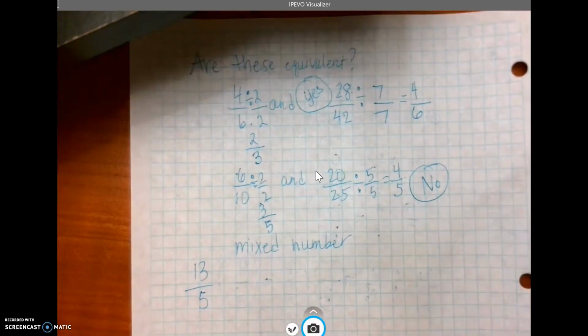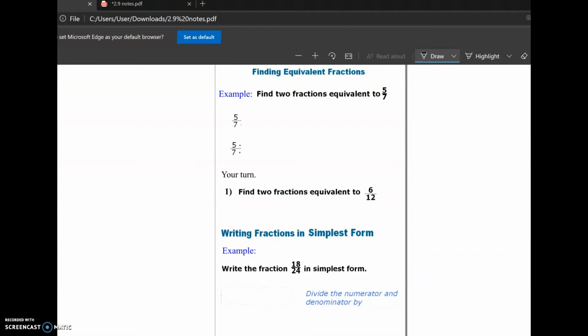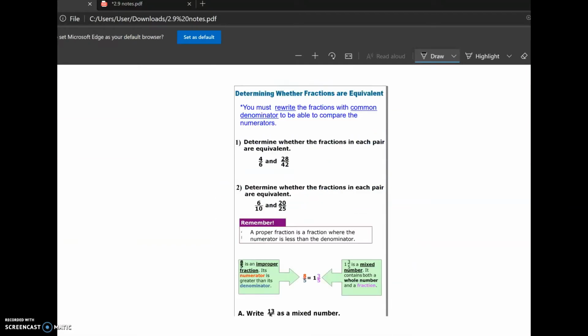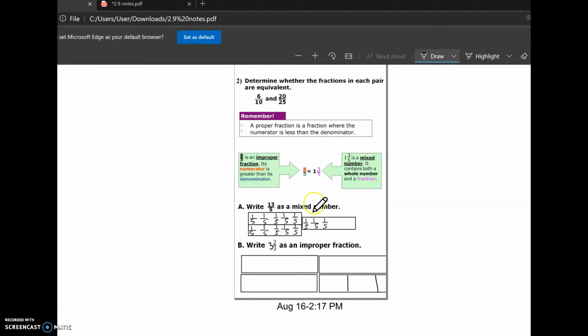What does 13 fifths look like? So 13 fifths, if you visualize it, looks like this. So 13 fifths is there's 5 fifths for 1 whole. There's 5 more, and then 3. So 13 would be 1, 2, 3, 4, 5, 6, 7, 8, 9, 10, 11, 12, 13. So that's 13 fifths, what it looks like as a picture.